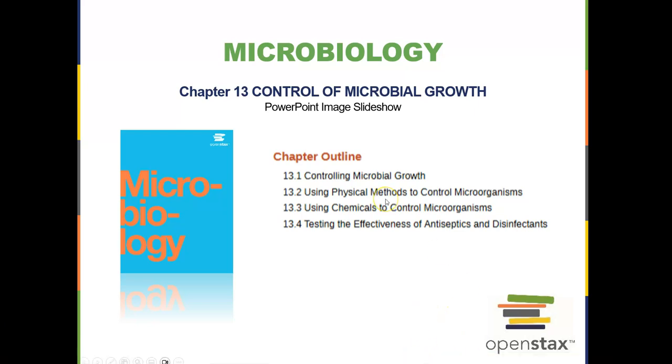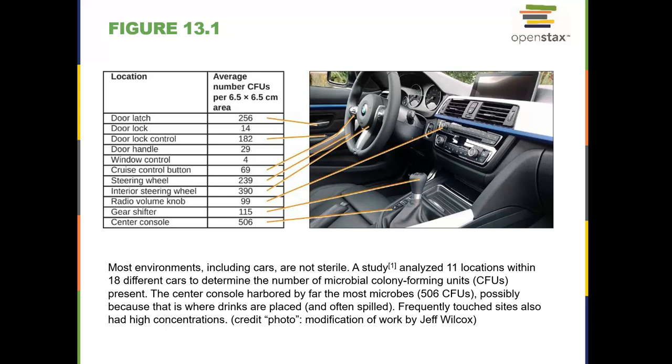Right, this video is on chapter 13, control of microbial growth. So microbes are everywhere, and this picture is just showing you that on different parts, the colony forming units per 6 by 6 centimeter area. The door latch was by far the most contaminated, and the center console. But just to give you an idea, it doesn't matter where it is, you're going to find a whole bunch of bacteria.